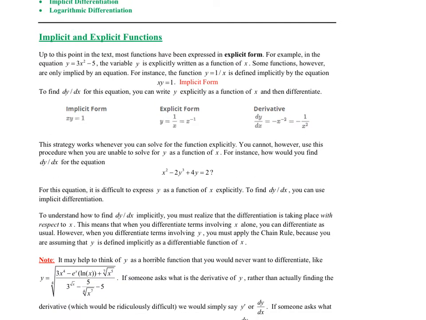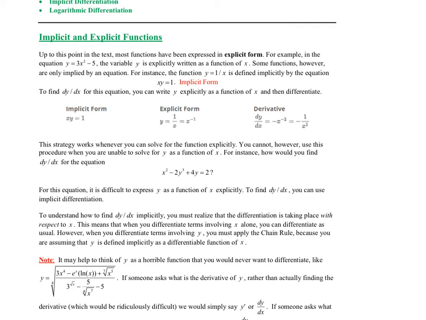It says this strategy works whenever you can solve for the function explicitly. You cannot, however, use this procedure when you are unable to solve for y as a function of x. For instance, how would you find dy dx for the equation x squared minus y cubed plus 4y plus 2? So you might think, okay, let's isolate y. So you would subtract x squared from both sides, and then you would say, okay, how do I solve for y? You could factor out a y, but you would still have y's on both sides of the equation. It just wouldn't work. You can't solve for y. It says, for this equation, it is difficult to express y as a function of x explicitly. So to find dy dx, you can use implicit differentiation.